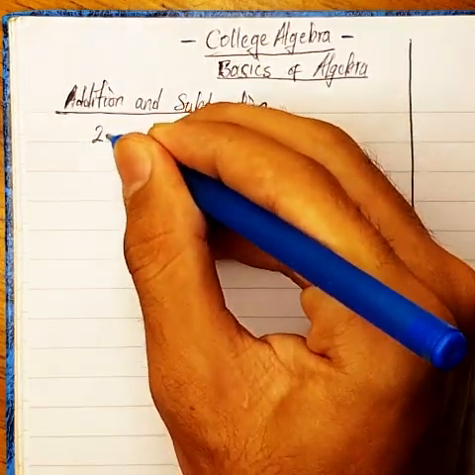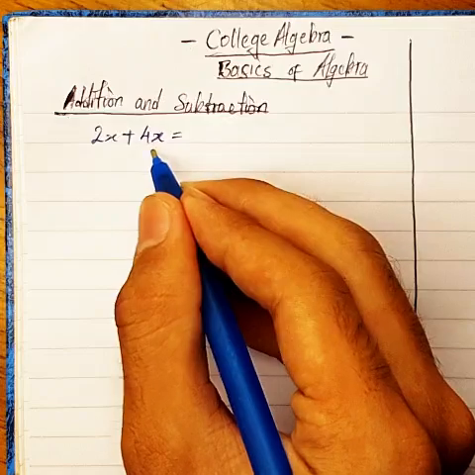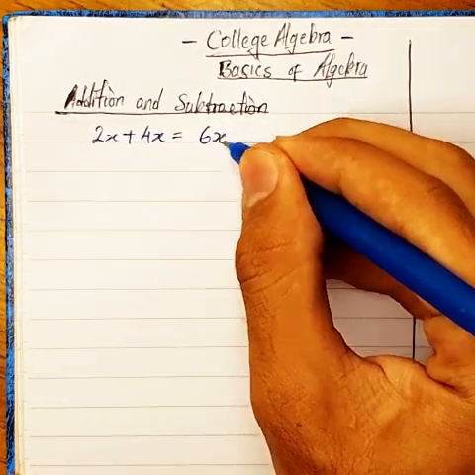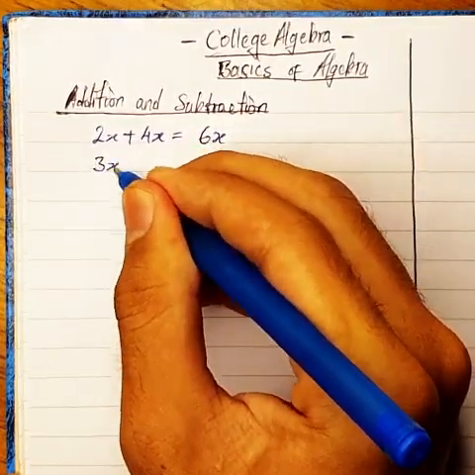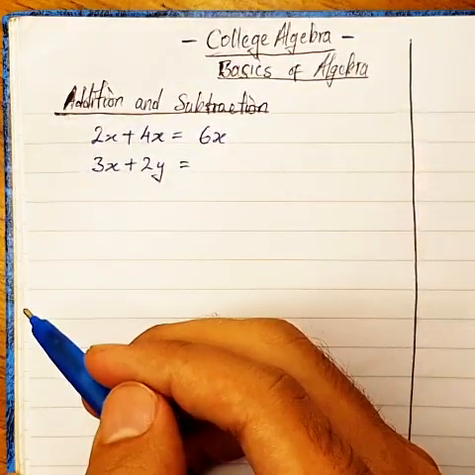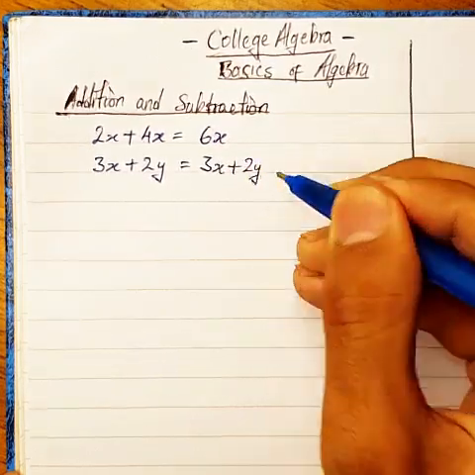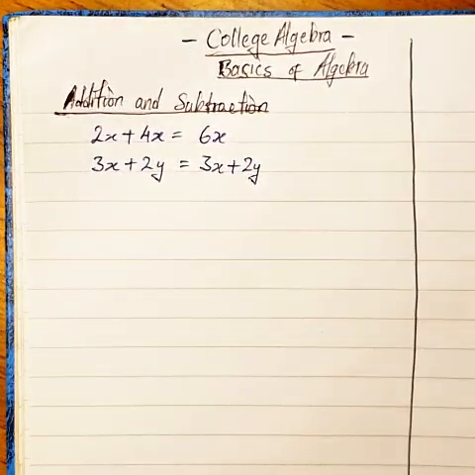For example, 2x plus 4x, since they are the same, can give 6x. If we see 3x plus 2y, these two are not the same, they are not like terms. So therefore we cannot do anything with them. Instead, the final answer is that we are not able to simplify them further.